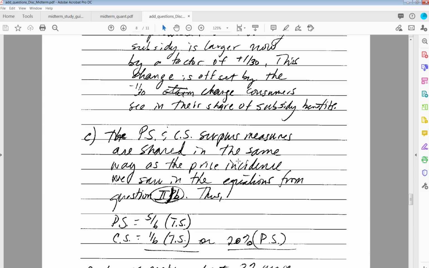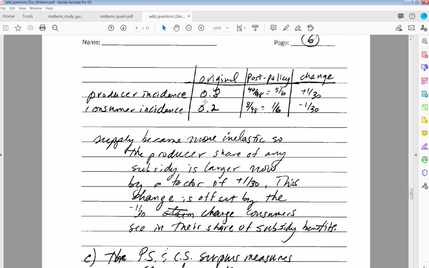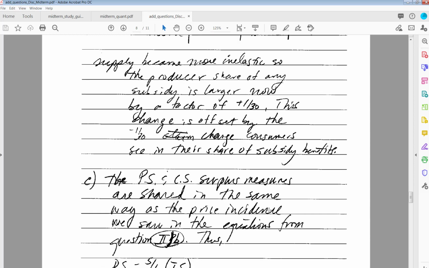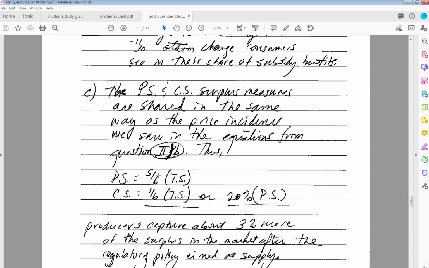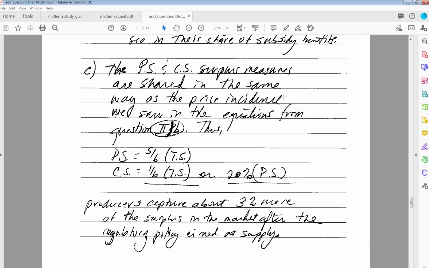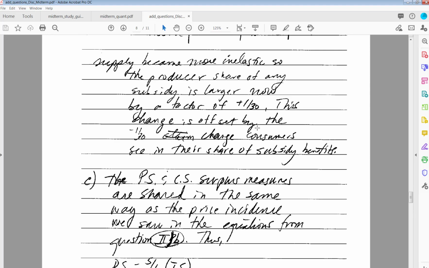I just did this, right? I just went up here and said this was the incidence before, that's the incidence now. And so I expect that whatever the total surplus is now, that 5/6 of it will go to producers and 1/6 of it will go to consumers, or if you prefer, 20% of it will go to the consumer surplus will now be 20% of producer surplus. It was 25%, but now it's 20%. Producer surplus is 5 times as large because 1/6 times 5 is 5/6. Producers, we've already used this result up here, 1/30.